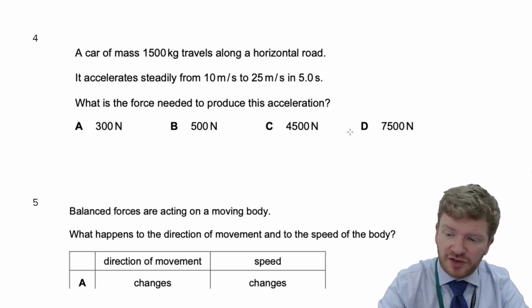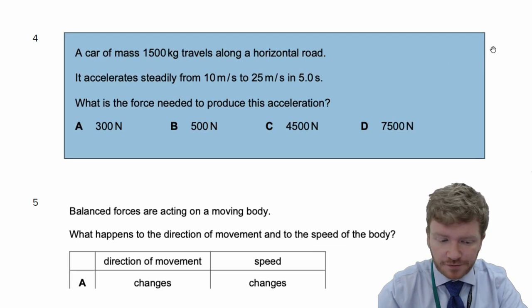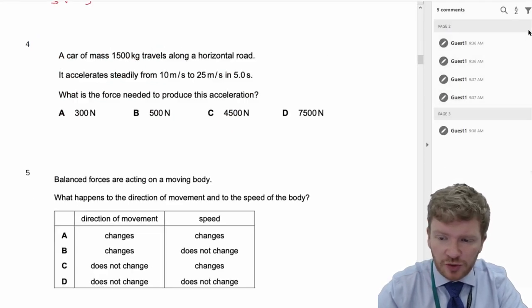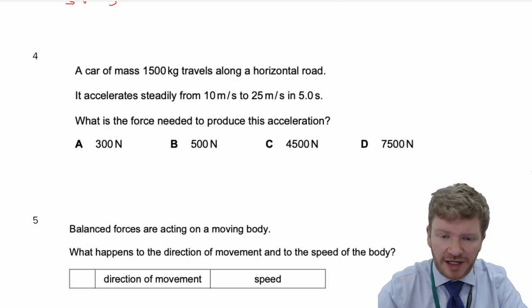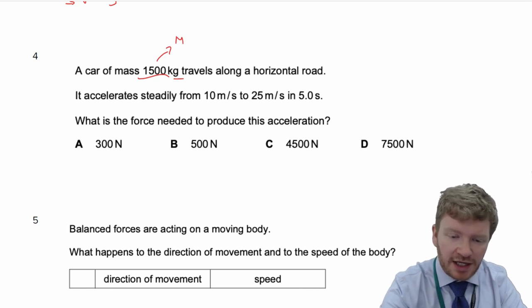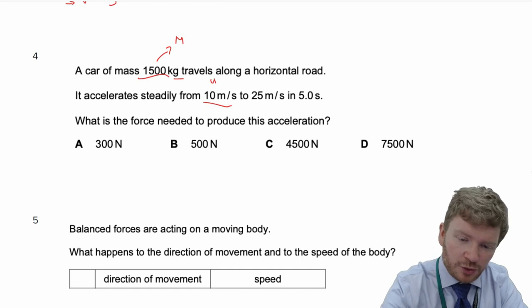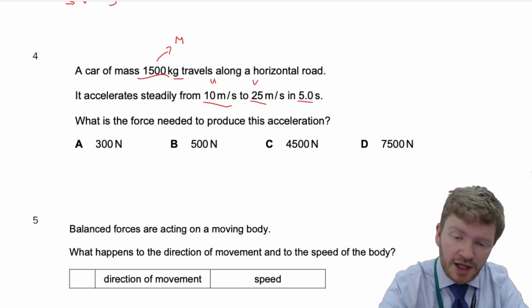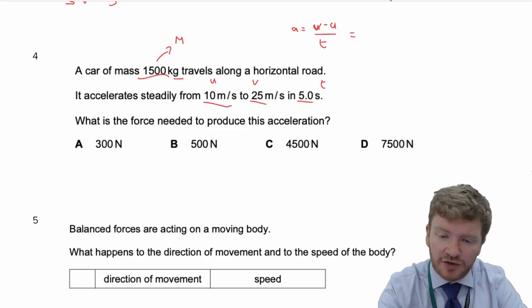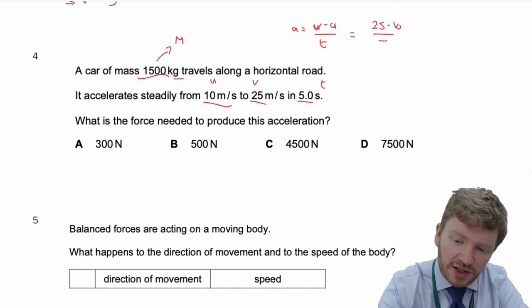Okay, so a good way to start here is to think about what you have been given in terms of your numbers. If you're not sure which equations to use, now is a really good time to highlight what we have. So I have a mass of 1500 kilograms, so that's m. I have an initial velocity, which we'll always call u, and a final velocity, which we always call v, and I've got a time. The first thing you should remember is that acceleration is equal to the change in speed, so that's v minus u, divided by the time taken. So in this case, it will be 25 take away 10 divided by 5, so that's 15 divided by 5. So the acceleration is 3 metres per second squared.